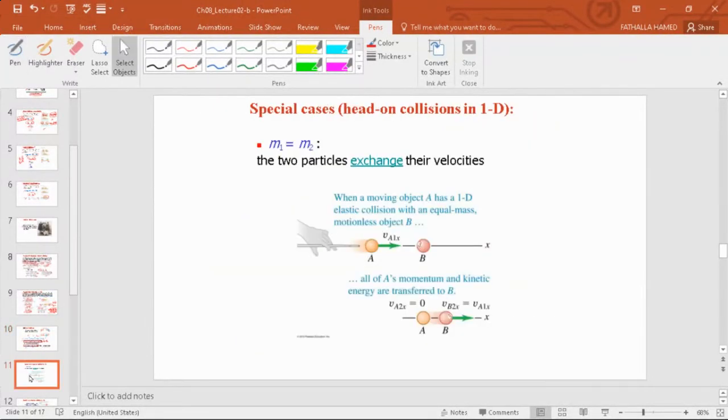Now, we'll look at some special cases here. If you have a head-on collision, meaning it's an elastic collision here, and the two masses are equal, well, the two particles after the collision will exchange their velocities. That means A with V1AX and B here, which is the same mass, has VB1X equal to 0 because it's stationary. Now here, after the collision, the VA2X will equal 0, and the VB here would equal V1AX.